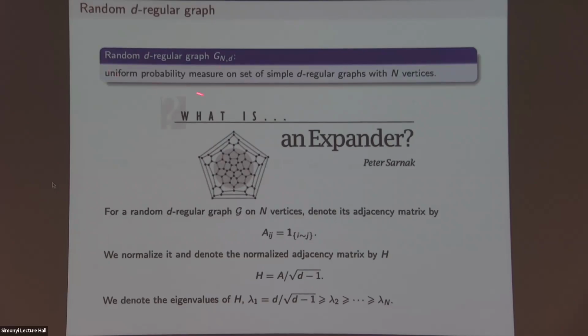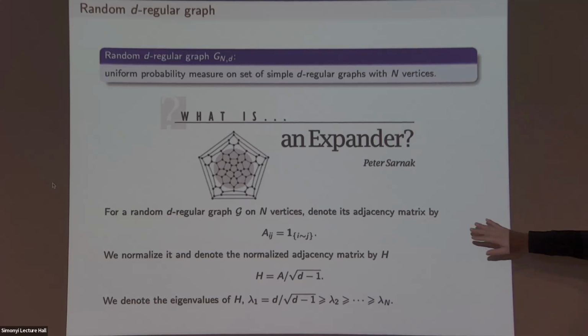The model we study is a random regular graph model, which is just the uniform probability measure on the set of simple d-regular graphs with n vertices. Here, simple means we do not allow multiple edges or self-loops. Here is an example of a three-regular graph, which I stole from Peter's article, "What is an expander?" Expanders are very sparse and highly connected graphs. And the amazing thing about the random regular graph model is that it provides rich families of expanders.